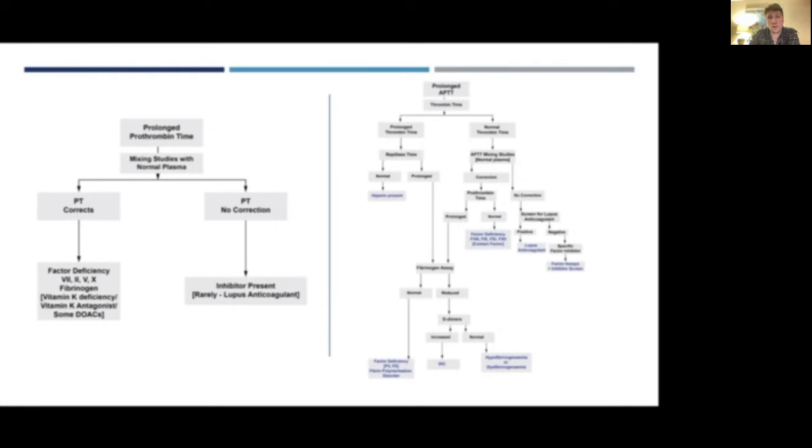So an INR is only useful for warfarin and, because of historical precedent, in liver disease. Otherwise, we should be using PT and APTT. And nowadays, almost all labs have a very similar reference range.